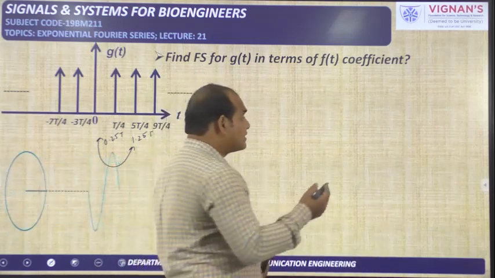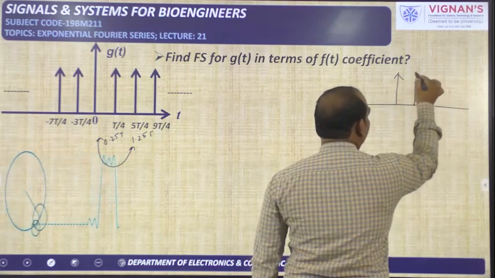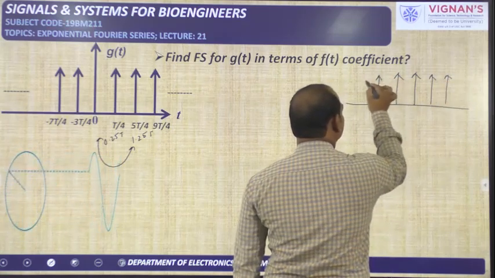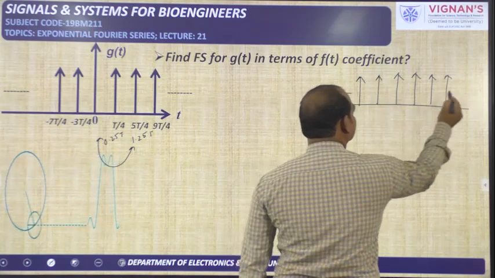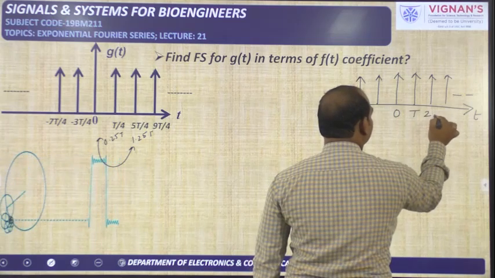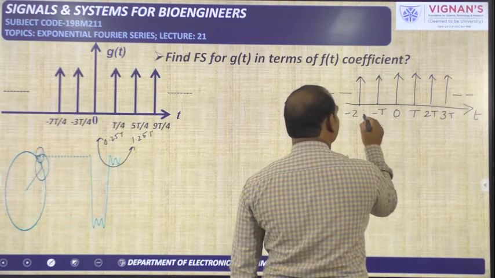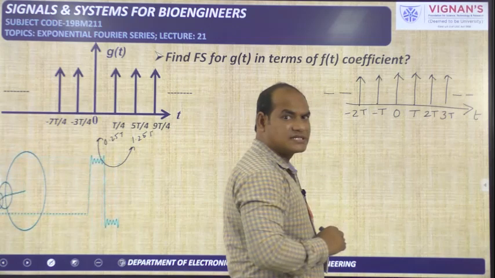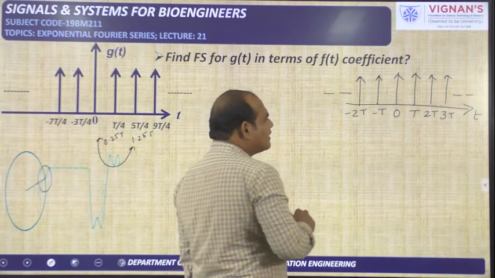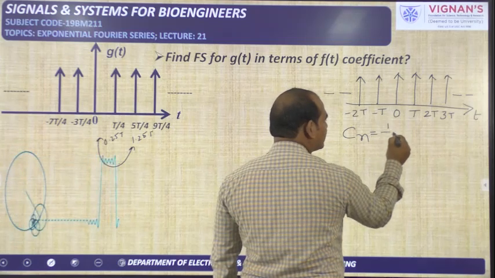For that particular periodic signal, that is the impulse train, here I am drawing again. This is the impulse train I have taken. This is 0, capital T, 2T, 3T, minus T, minus 2T. So this is the signal we considered in the last class, where we calculated the exponential Fourier series coefficient Cn equal to 1 by T.